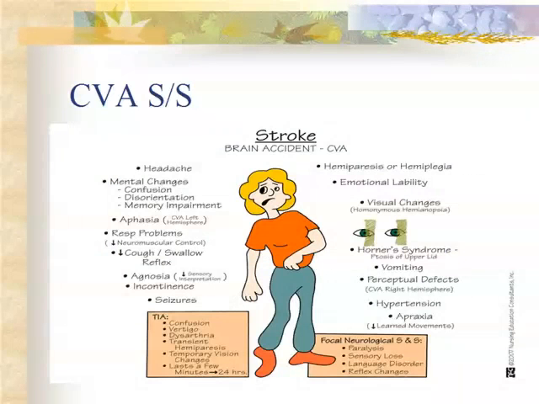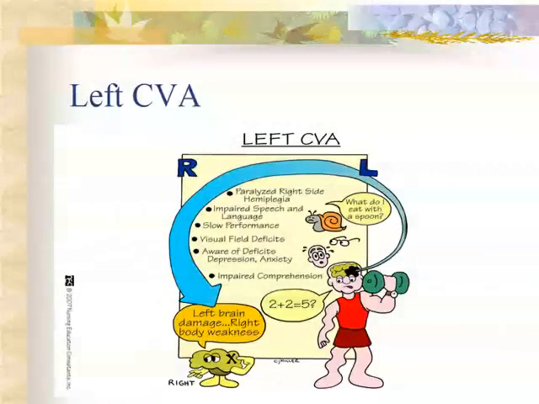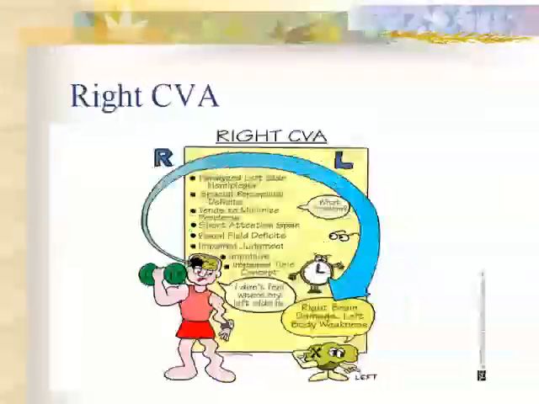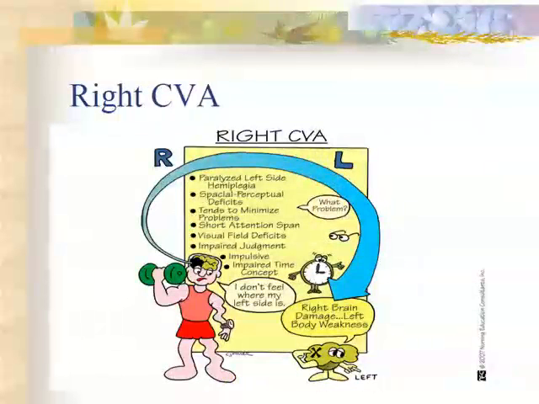Now, from the memory book, here are some symptoms of a stroke, just generalized. This one is a left CVA. I have some trouble thinking. What do I eat with a spoon? And a right CVA, where they don't really know where their left side is.